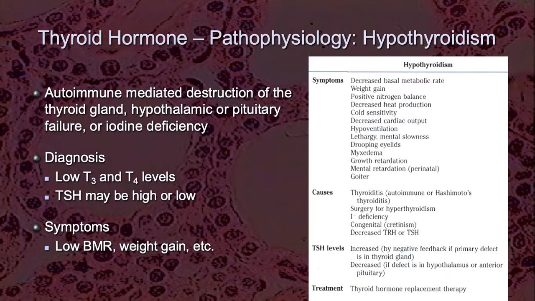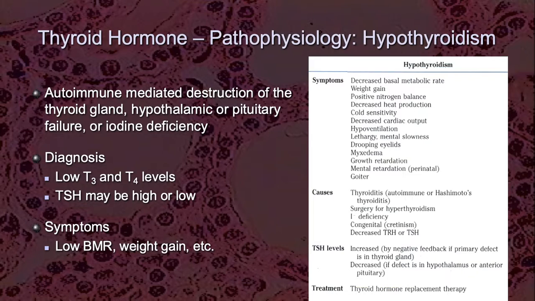Drooping eyelids, slowness in growth, slowness in mental abilities, and a goiter can also be a symptom of hypothyroidism. So a goiter can be hyper or hypo. We'll talk about why here in a second. So what can cause it? Autoimmune mediated destruction of the thyroid gland. So your body attacks its thyroid gland. If your thyroid gland is being attacked, it can't produce TH.